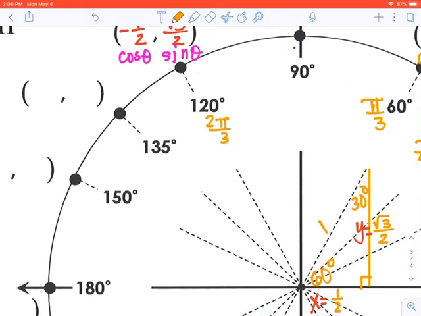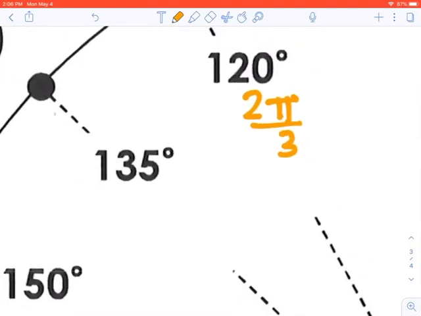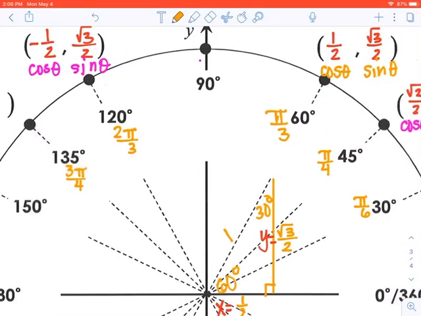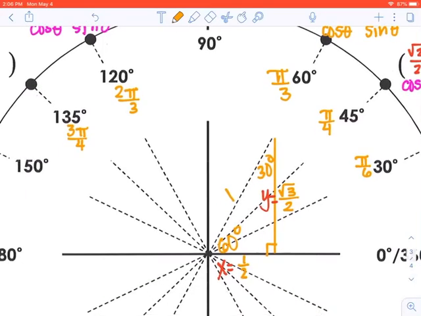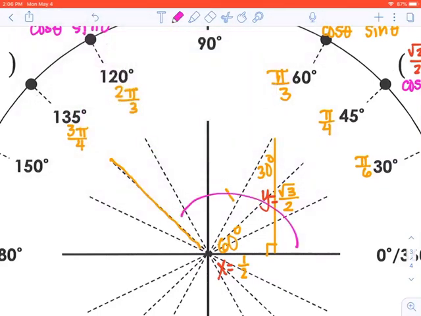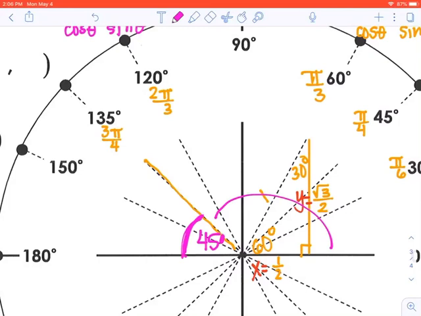135 degrees now. This radian measure is 3 pi over 4. Notice the pi over 4 was for 45 degrees. 135 is 3 pi over 4. Okay? And that's because for this angle of 135 degrees, this reference angle is 45 degrees. 180 minus 135 is 45, okay?